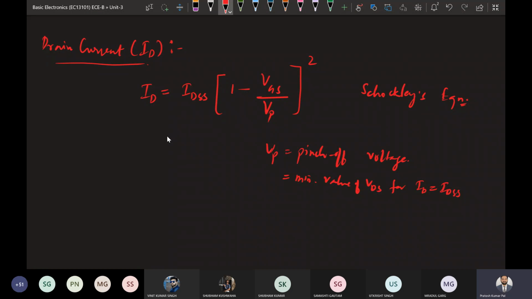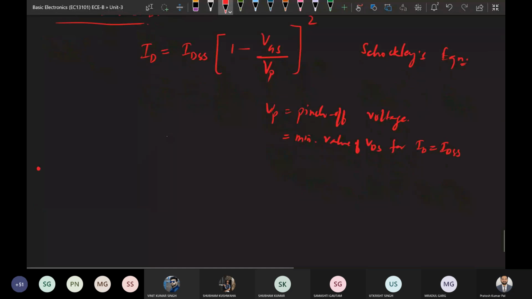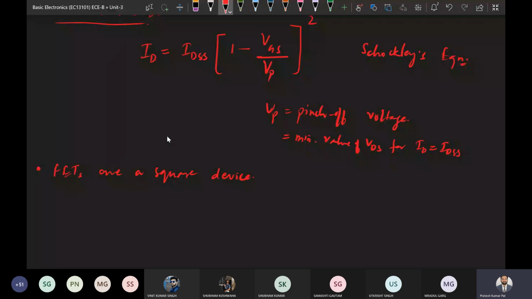That means it is dependent on the square of the VGS voltage. So we also call FETs square devices, because the voltage and current equation is defined such that the current is defined in terms of the square of the voltage. That's why it is called a square device.